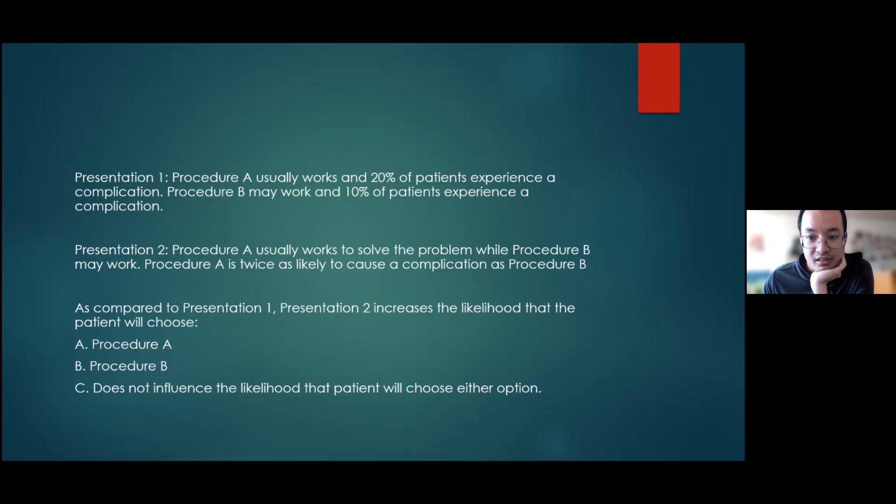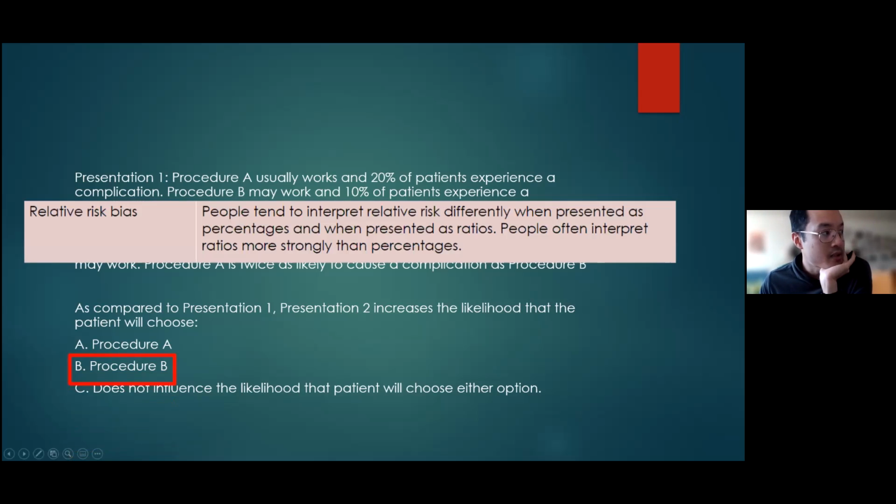All right, so pretty split. Most people think they're more likely to choose B, and B is correct. The relative risk bias, people tend to interpret ratios more strongly than percentages. So that's just something to keep in mind.